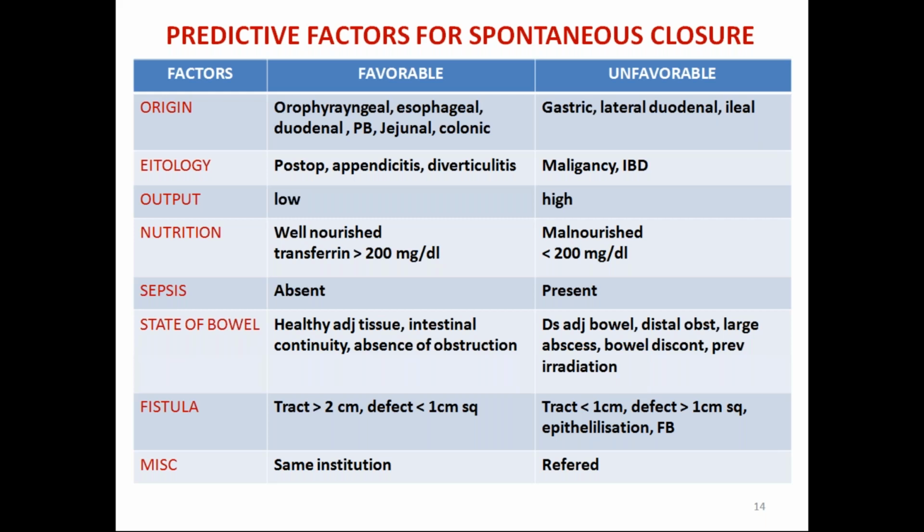Etiology, based upon the type of condition: post-operative, appendicitis and diverticulitis are favorable, and malignancy or inflammatory bowel diseases are unfavorable. Output: low output is favorable, high output is not favorable. Nutrition: if the patient is well nourished, transferrin is greater than 200 mg; malnourished, if it is less than 200 mg, is unfavorable. Sepsis: based upon the sepsis also, the fistula is treated. And the state of bowel: healthy adjacent tissue, intestinal continuity and absence of obstruction are favorable; large abscess, bowel discontinuity and previous irradiation are unfavorable.